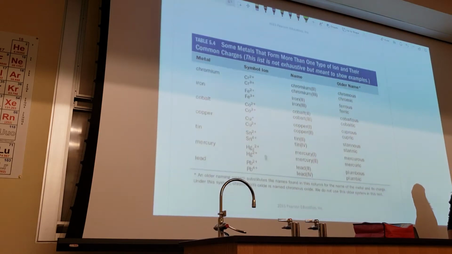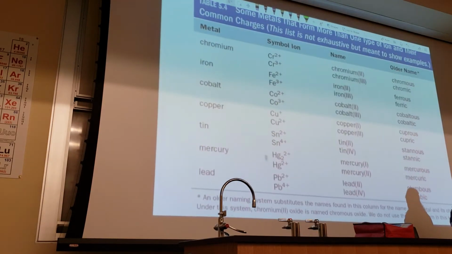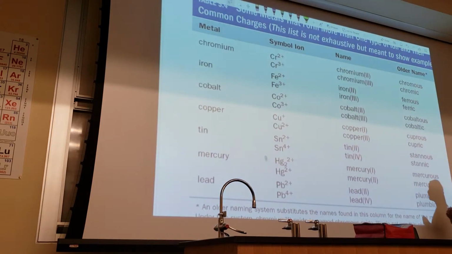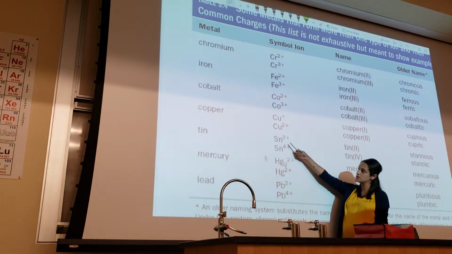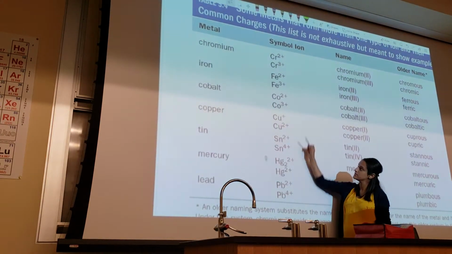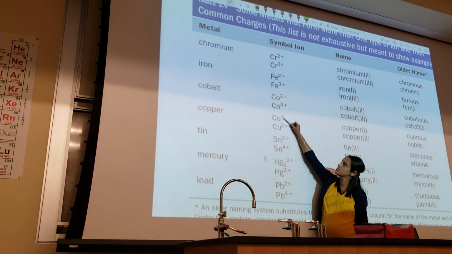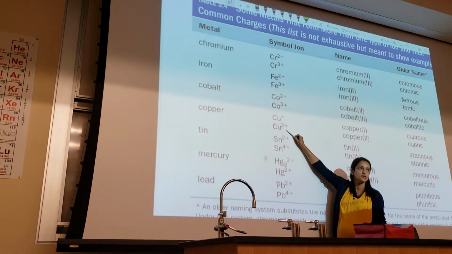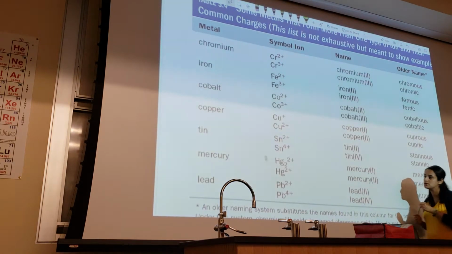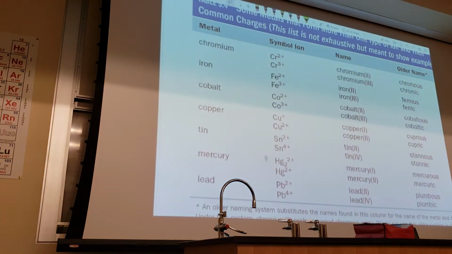Now, these guys are the ones that like to form multiple charges. You don't need to memorize this, just how to figure it out. So if you look here, tin likes to form a +2 and a +4, and if you look at copper, it likes to be a +1 and a +2. So it's not consistent in their actual charges. They're very all over the place.